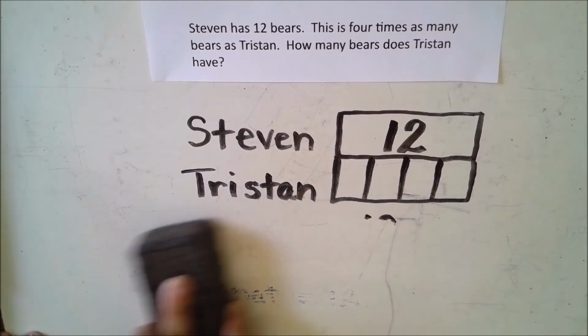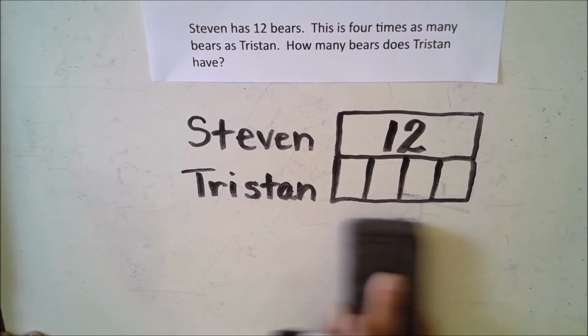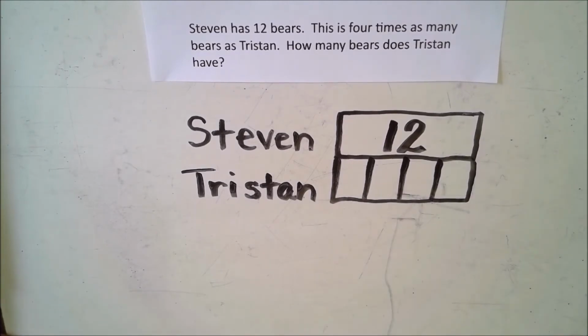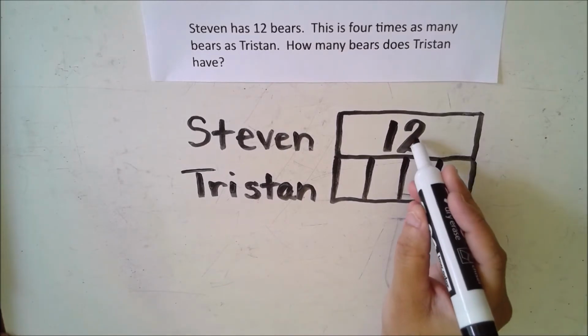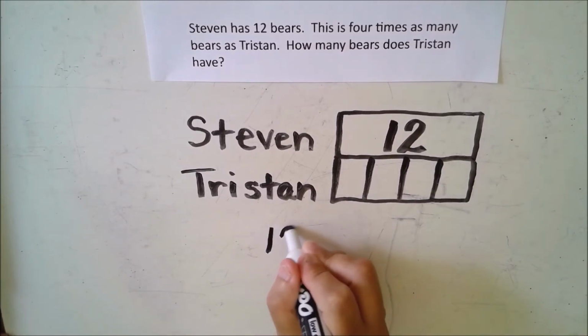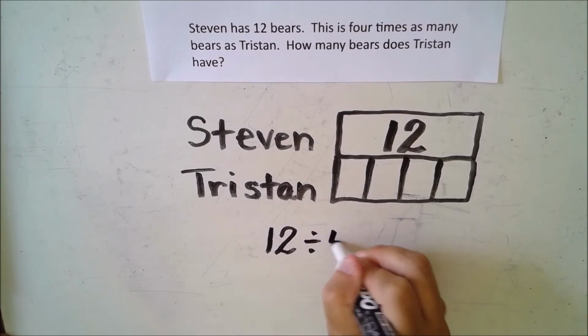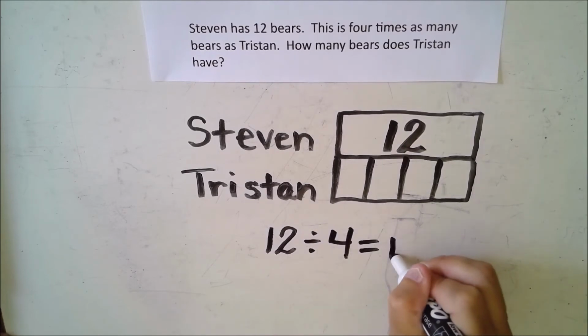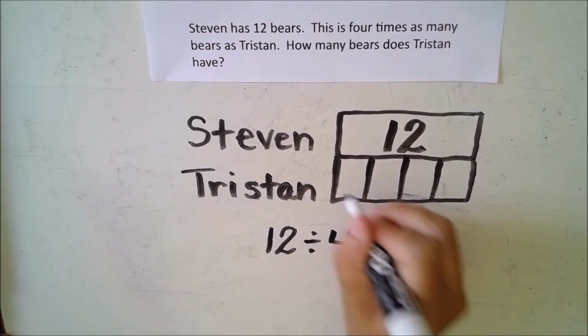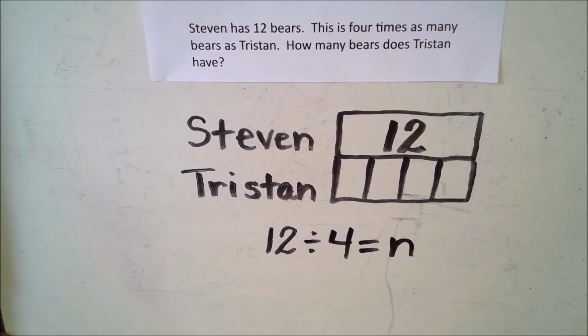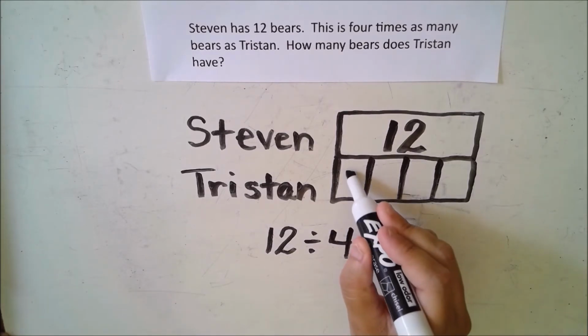And some students may wish to use the inverse operation and divide to solve the problem. They may want to take the 12, divide it by the 4 boxes that Tristan has to give you the amount that goes in each of the boxes. And we know that 12 divided by 4 is going to give us 3.